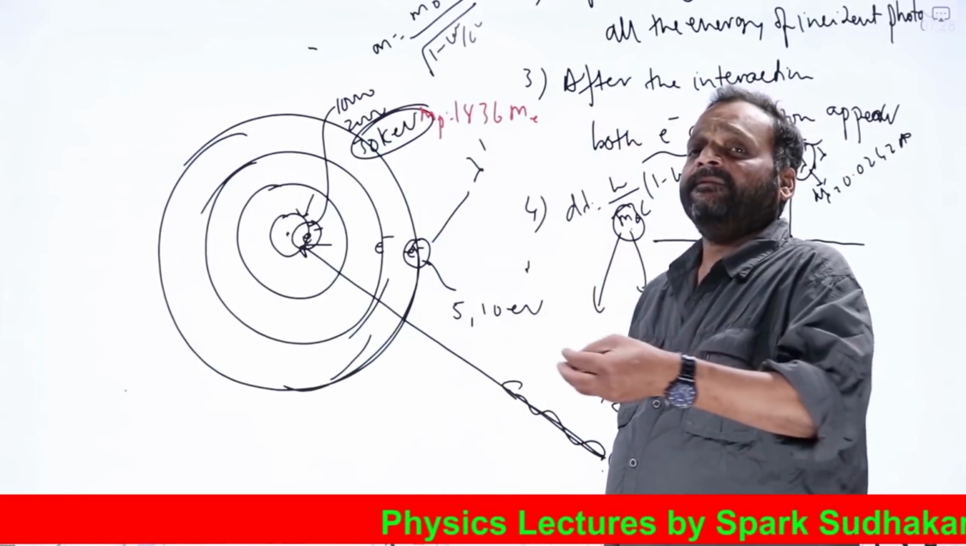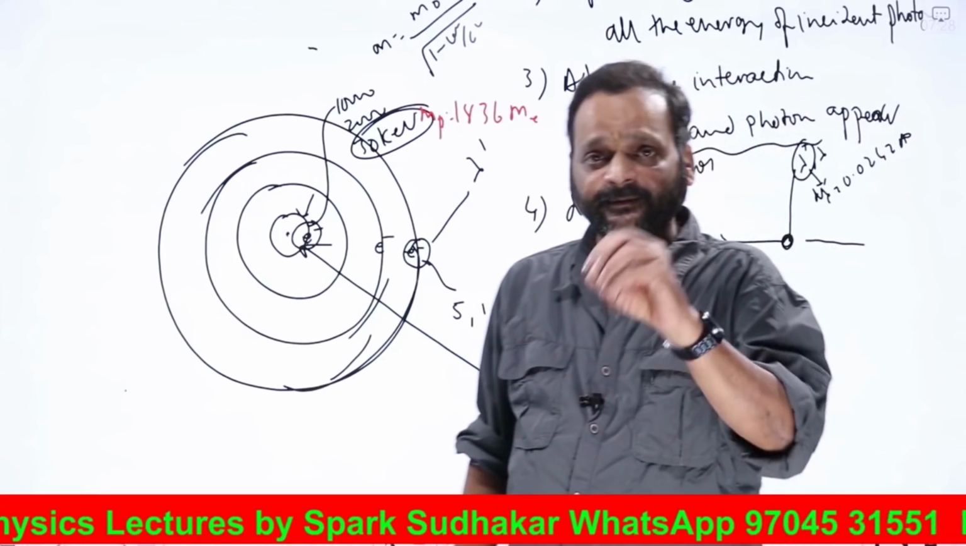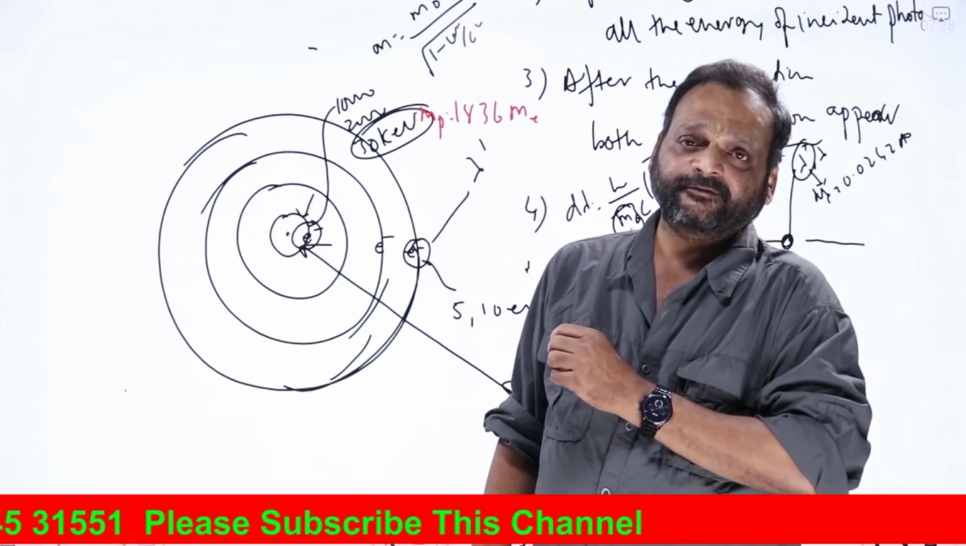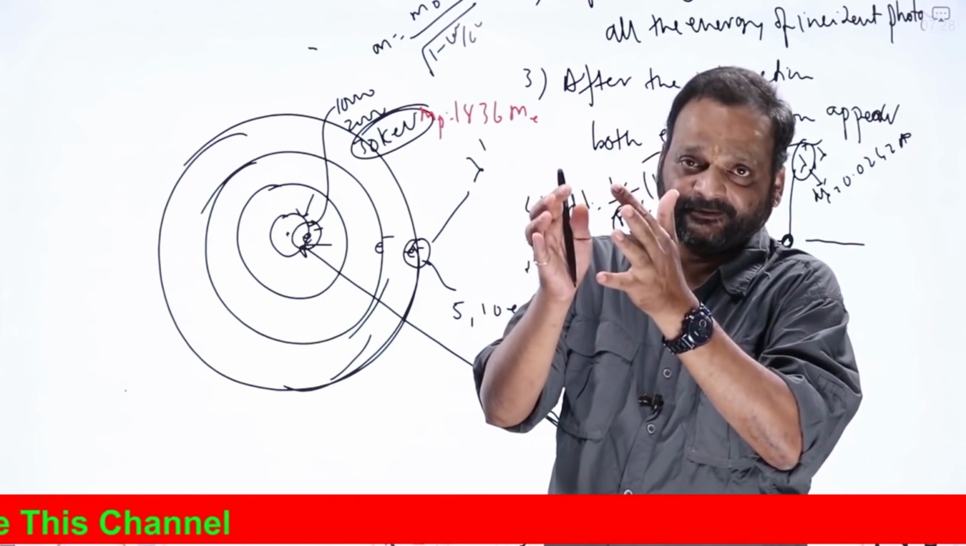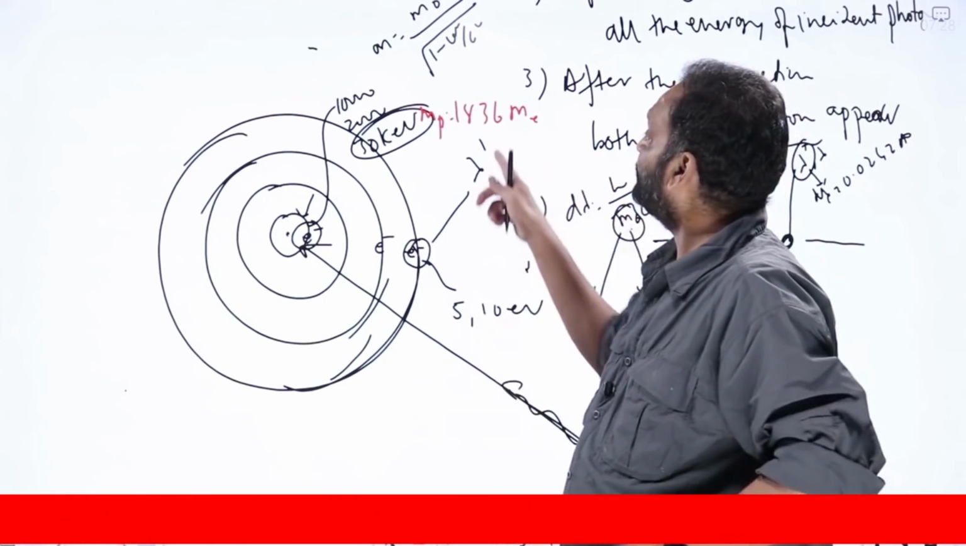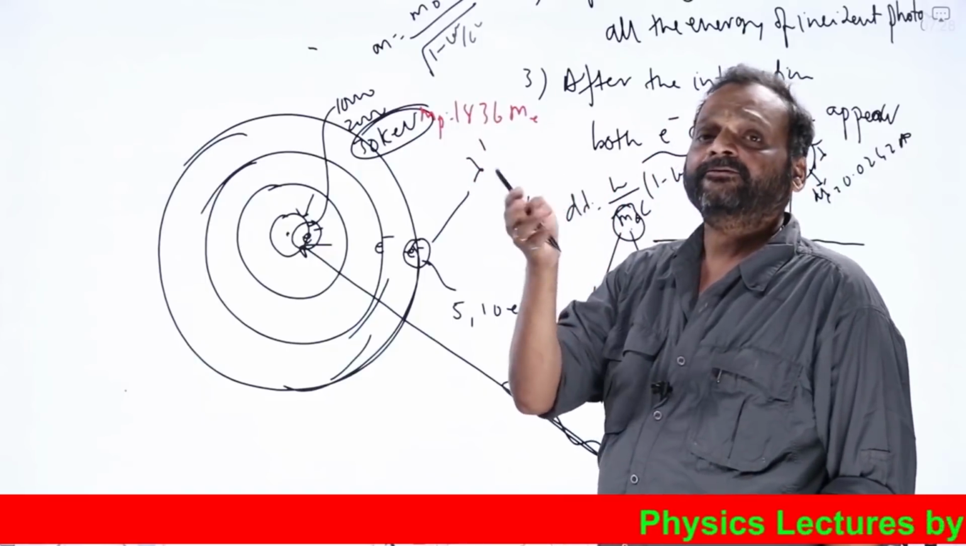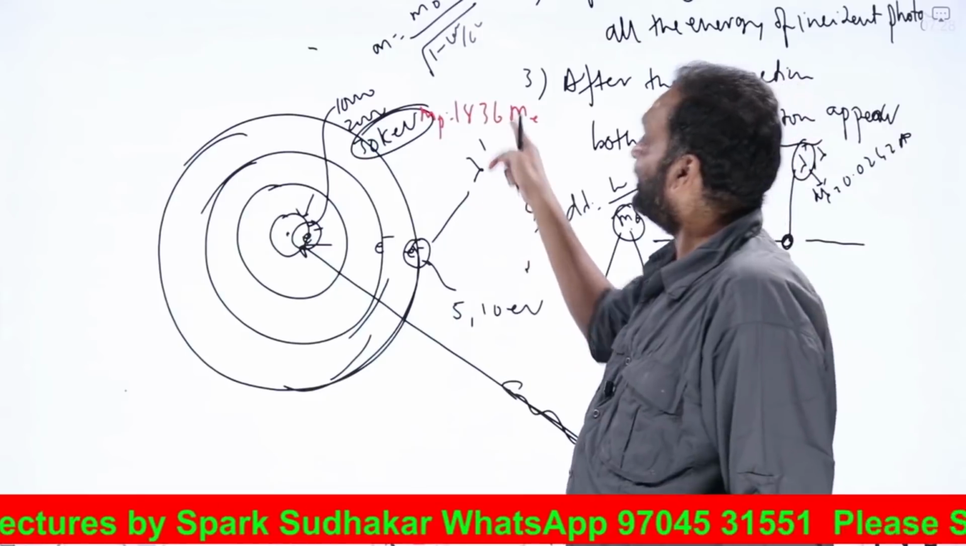If its atomic number is say 30, there will be 30 protons, and definitely more than 30, around 40 or 50 neutrons will be there. Nearly 80 nucleons will be there. 80 into each nucleon is about 1800 times more. Say roughly 2000. 80 into 2000, 1,60,000 times more mass.